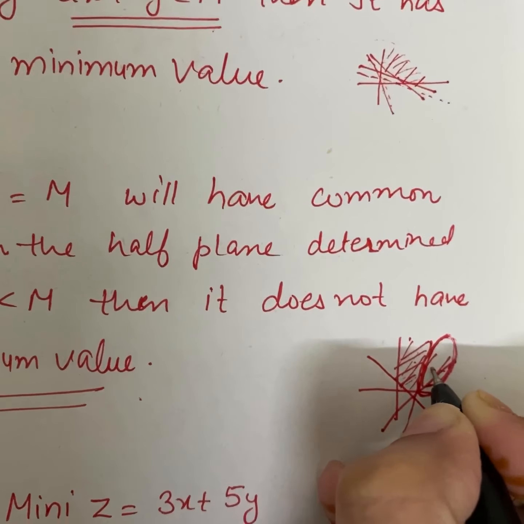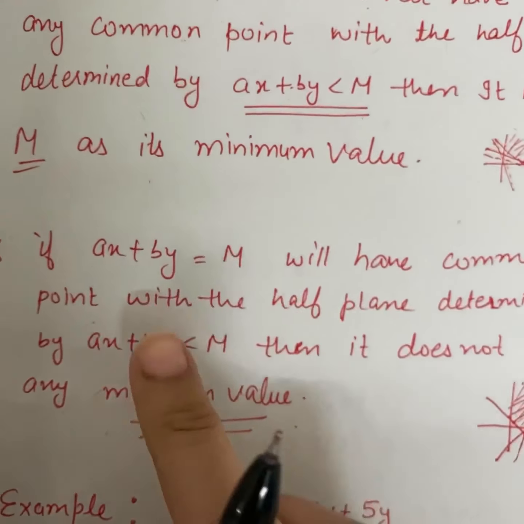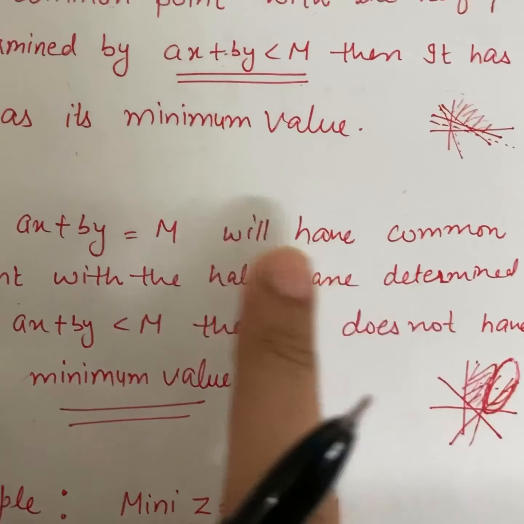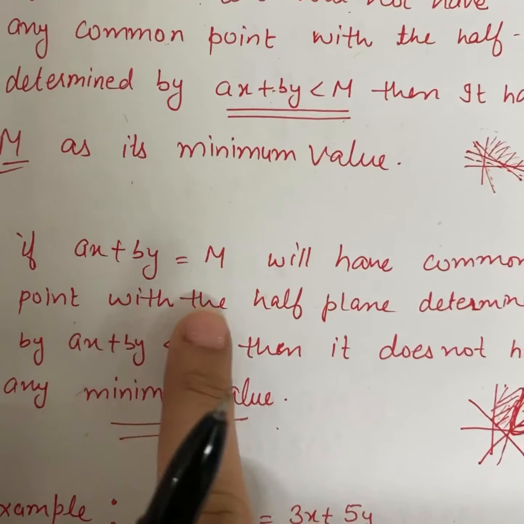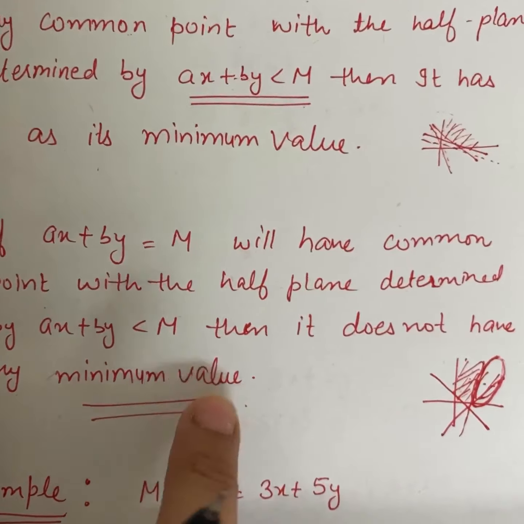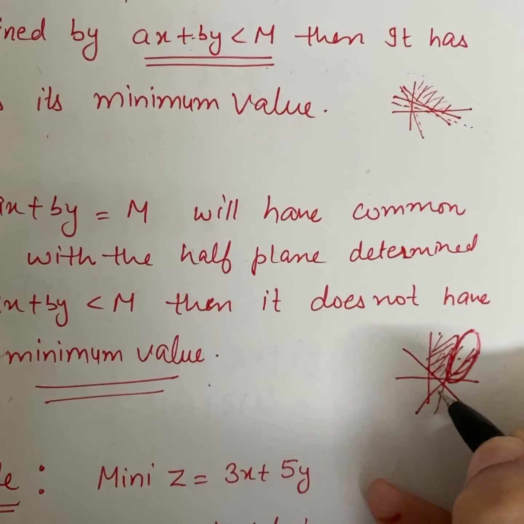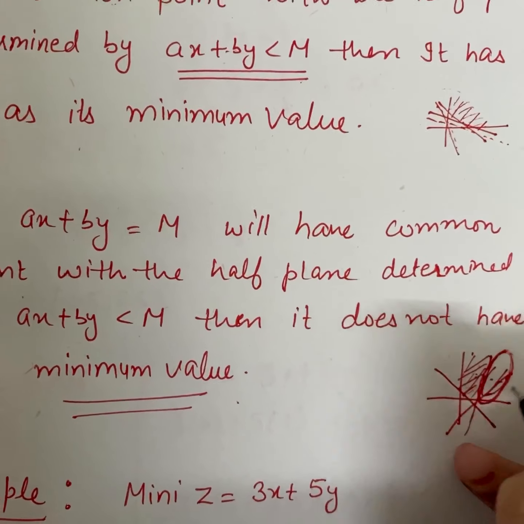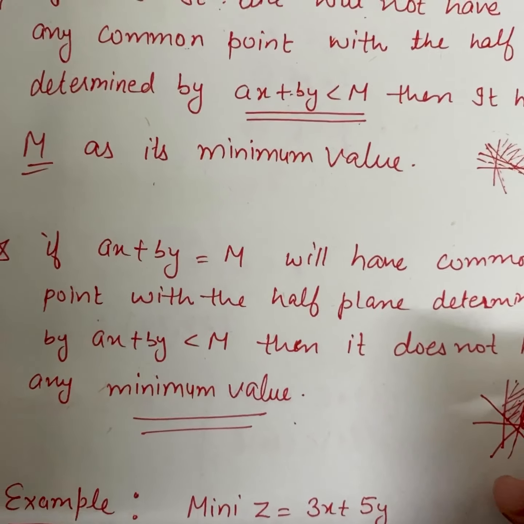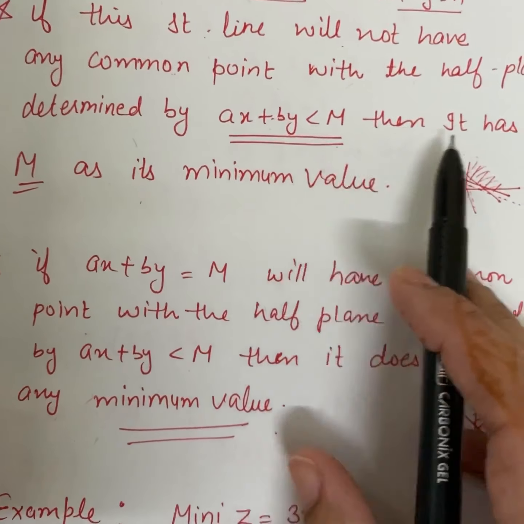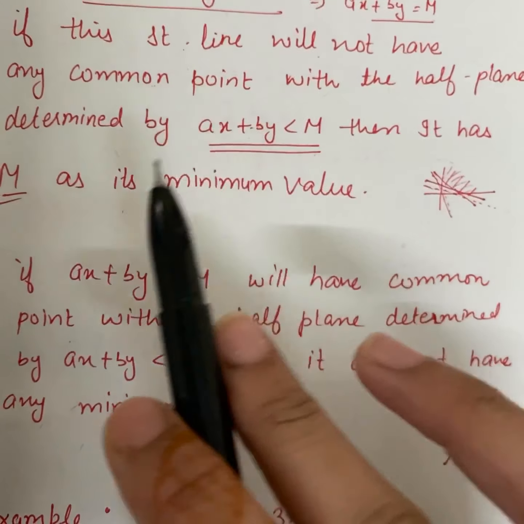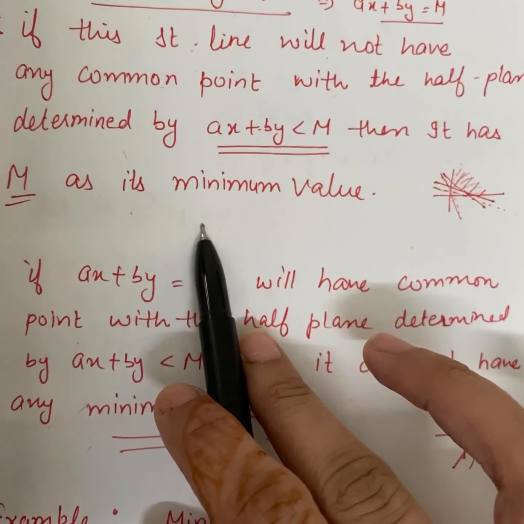Some common points are there with this line. You can see these are also common points and these are also common points. So this line will have common points with the half plane determined by this. Then it does not have any minimum value. So if this line has any point common with this feasible graph, you can say it does not have any minimum value. But if it does not have any common point, then you can say the value which you have found is the minimum value.